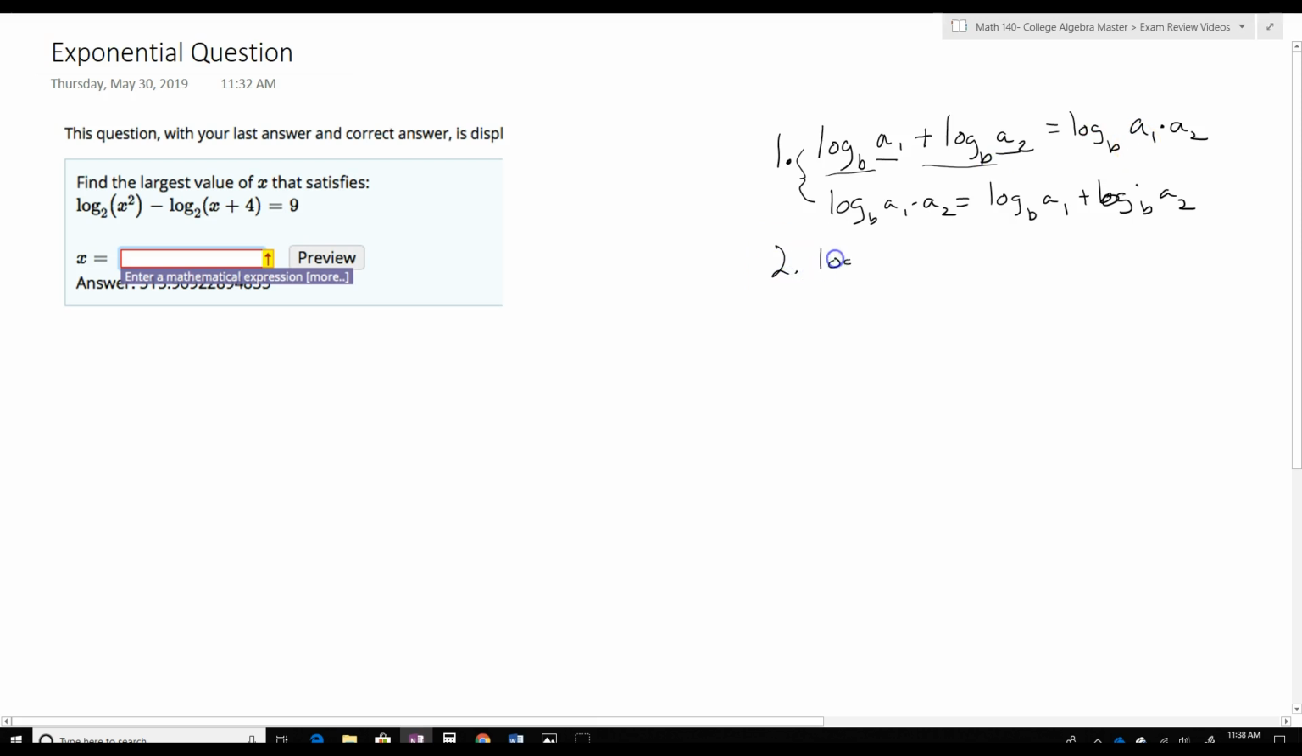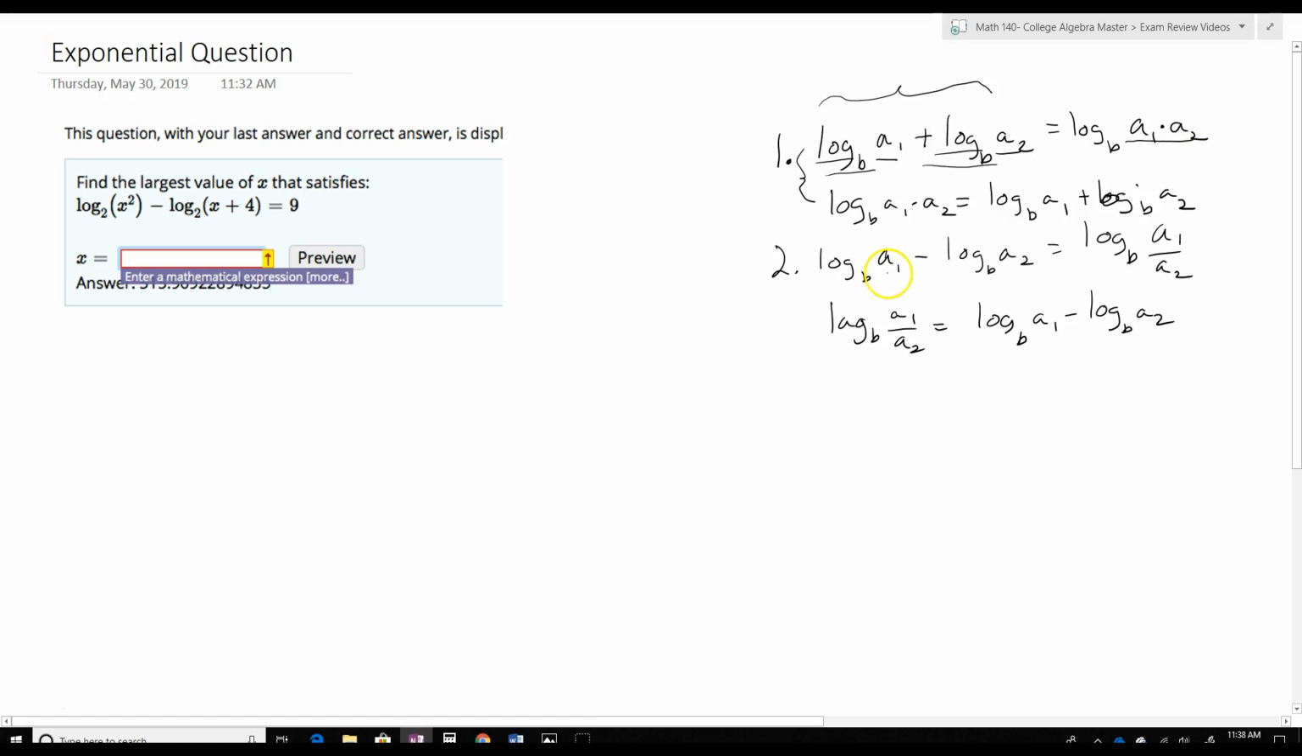Then we have the second one. That's going to be log base b of a1 minus log base b of a2, which ends up equaling log base b of a1 divided by a2. And its reverse, log base b of a1 divided by a2, equals log base b of a1 minus log base b of a2. So what we want to notice is that when we utilize logarithms, addition outside the logarithm equates to multiplication inside the logarithm, and subtraction outside the logarithm equates to division inside the logarithm.